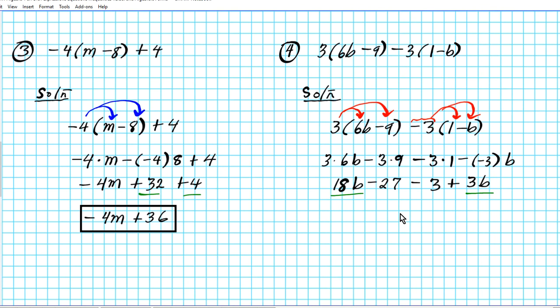Same sign, you add and keep the sign. 18 plus 3 is 21. So we have 21b. And then we have the 27 and 3. These two have the same sign. So we add and keep the sign, which is negative. So it's minus 30. Okay, so there goes the final answer for question number 4.